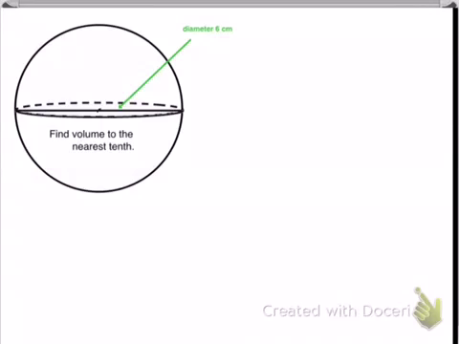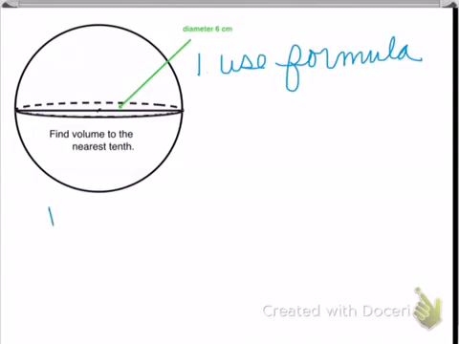So naturally, the first thing we're going to want to do is use our formula. So I'm going to make a note of step 1 being to use my formula. And then I'm going to go ahead and do step 1. So my formula is that volume is equal to 4/3 pi r cubed. Then, just like other times, I'm going to need to do some substitution. So step 2 is substitution.